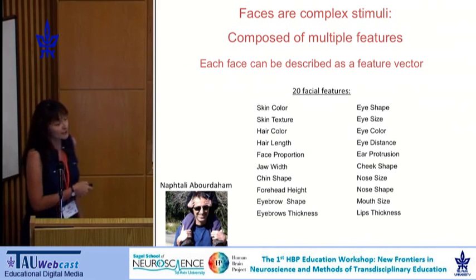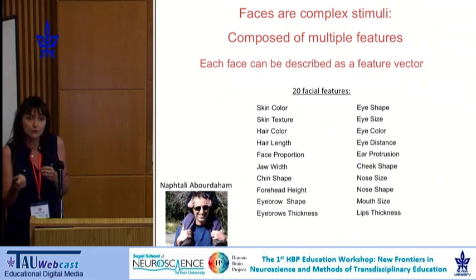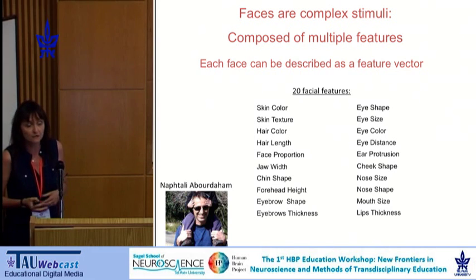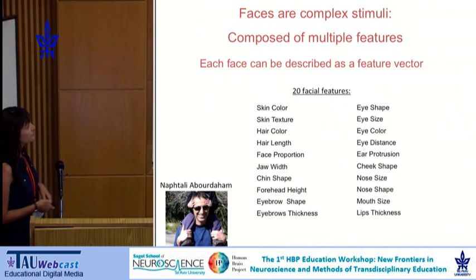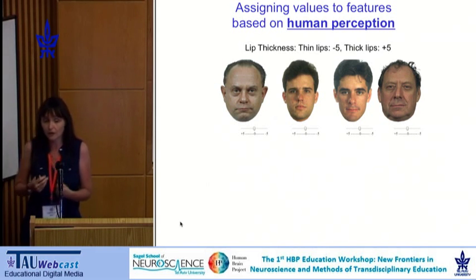We came up with 20 facial features. These are actually the features that are used by the FBI when they ask witnesses to describe the faces of suspects. So we came up with 20 facial features, and now the question is whether those features are important. So how do we know?